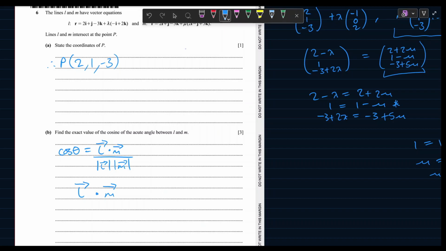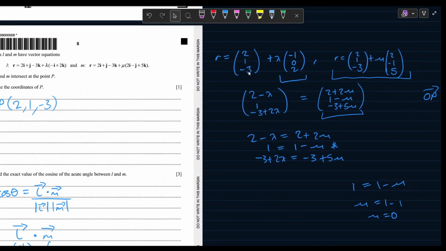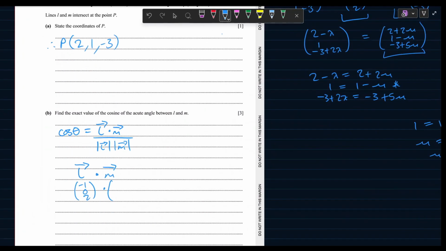So the direction of L is right here, that's negative 1, 0, 2, dot the direction of M, which is 2, -1, 5. And so that's -1 times 2, which is -2, plus 0 times -1, so that's 0, plus 2 times 5, so that's 10. And this simply gives us 10 minus 2, which is 8.